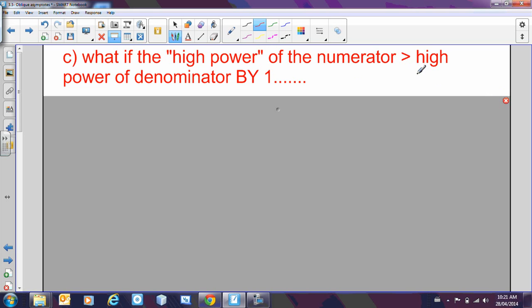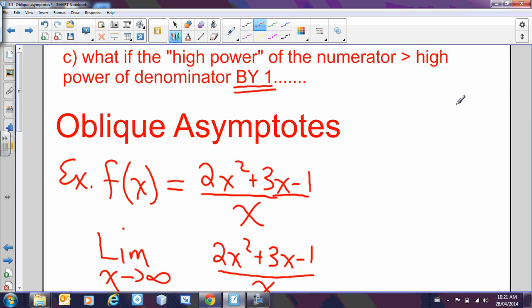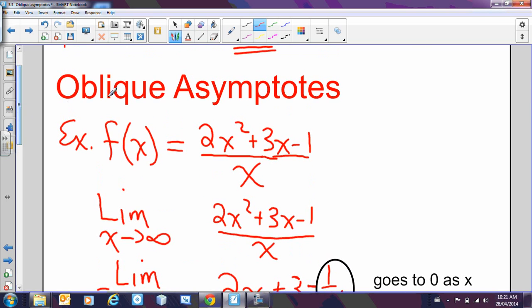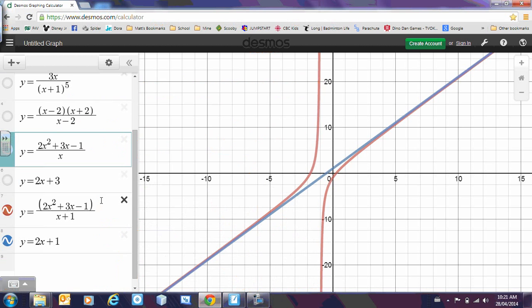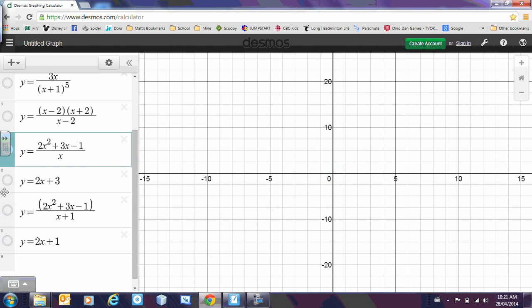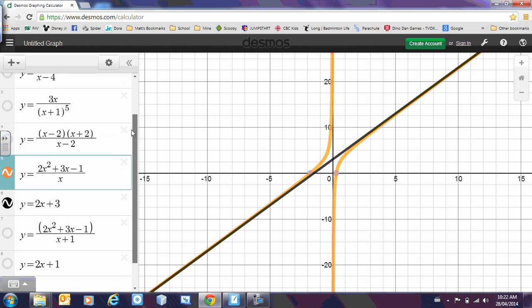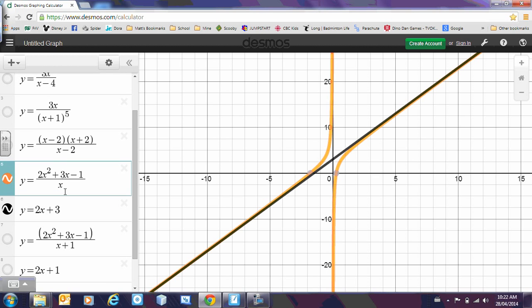What if the high power of the numerator is greater than the power of the denominator? The key here is we're talking about by 1 specifically. You may see later on by 2 and by 3, and you can probably guess what will happen, but we won't worry about that for now. We get oblique asymptotes. When we looked at the two examples here, I gave you what the asymptote was going to be without really explaining how I determined it.